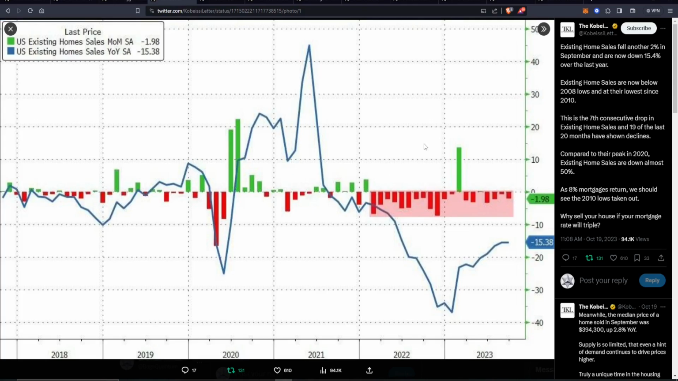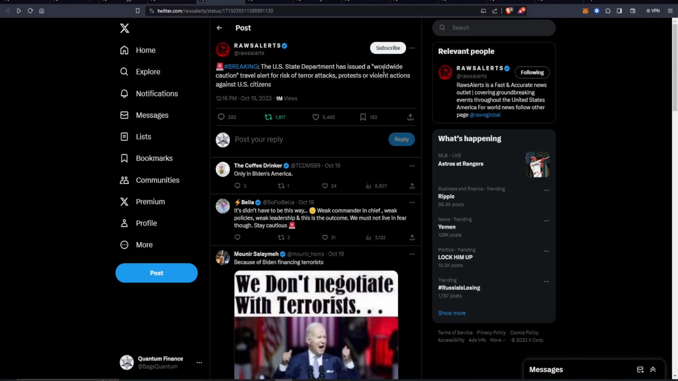Here's a chart showing that the existing home sales fell another 2% in September and are now down 15.4% over the last year. Existing home sales are now below the 2008 lows and at their lowest level since 2010. We had also some breaking news that the U.S. State Department has issued a worldwide caution travel alert for risk of terror attacks, protests, or violent actions against U.S. citizens.